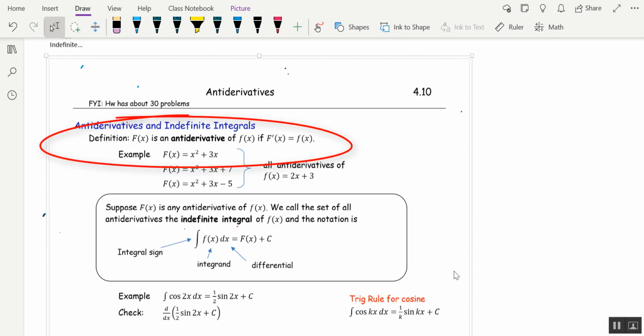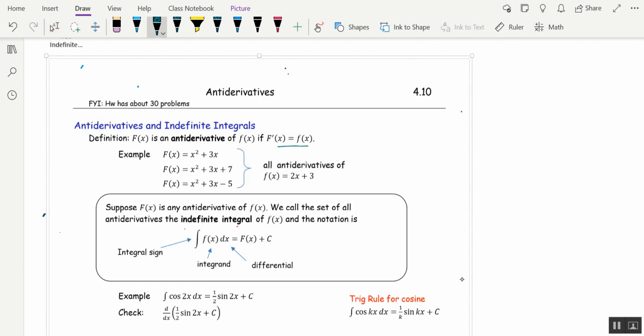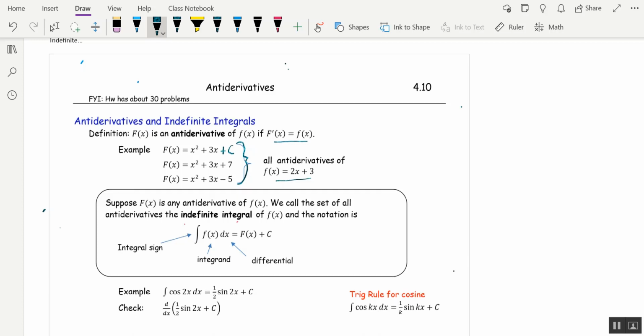Big F is an antiderivative of little f if the derivative of big F is little f. And here are three examples of functions that are all antiderivatives of f of x equals 2x plus 3, because the derivative of each one is 2x plus 3. And in fact, if I add on any constant, it will be an antiderivative. And so we have a name for the set of all antiderivatives of a function, and it's right here.